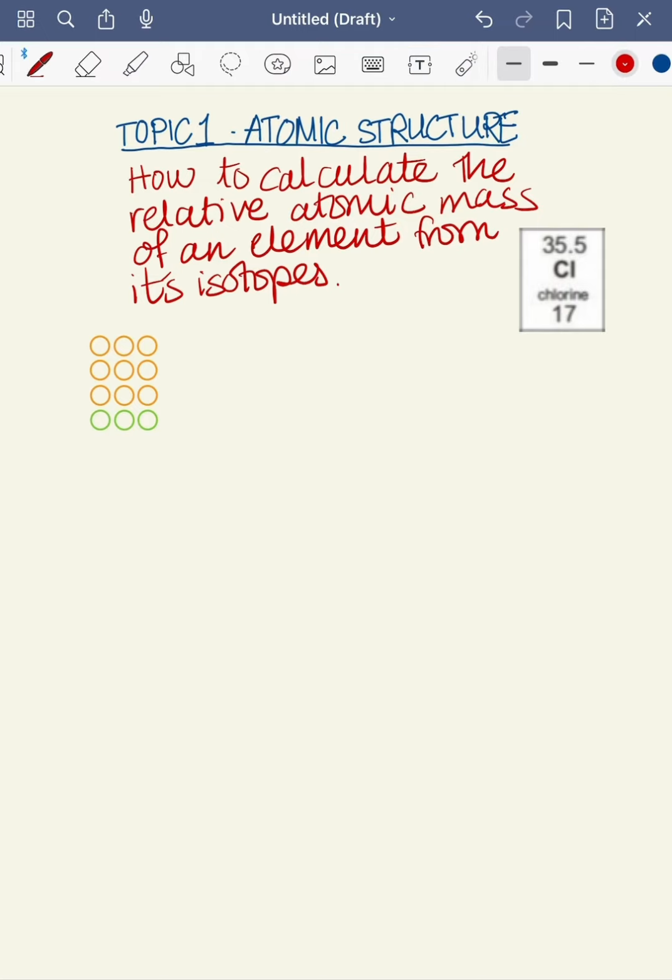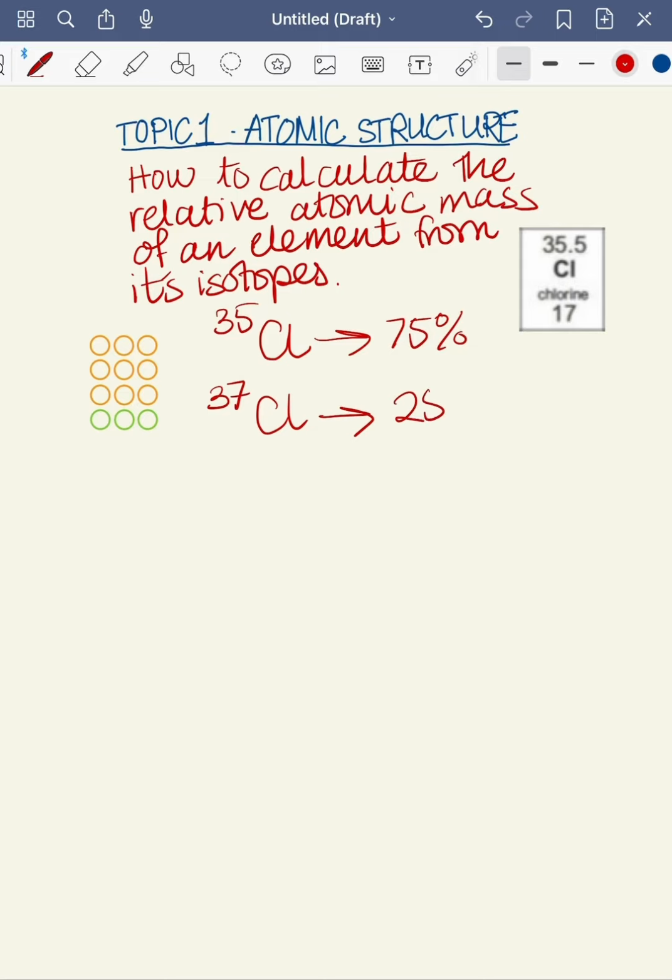So let's go back and recall our isotopes of chlorine. There are two isotopes of chlorine: chlorine 35 and chlorine 37. So what does that mean in reality? Let's say if I had 100 atoms of chlorine, 75% of these atoms of chlorine would be chlorine 35, whereas 25% of these atoms of chlorine would be chlorine 37.